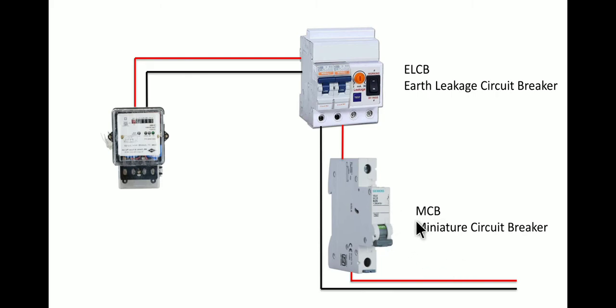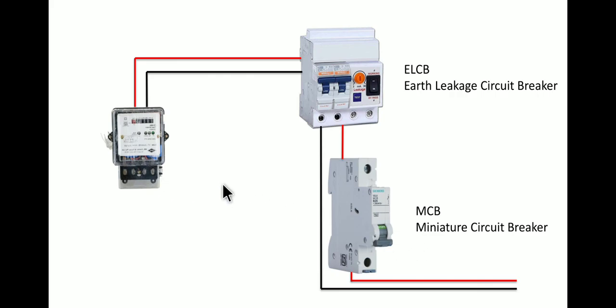Remember that an MCB is a kind of switch only, because it can break the circuit. That means it can switch on and off and break the connection of the live wire. It can allow or it can disconnect the flow of current.